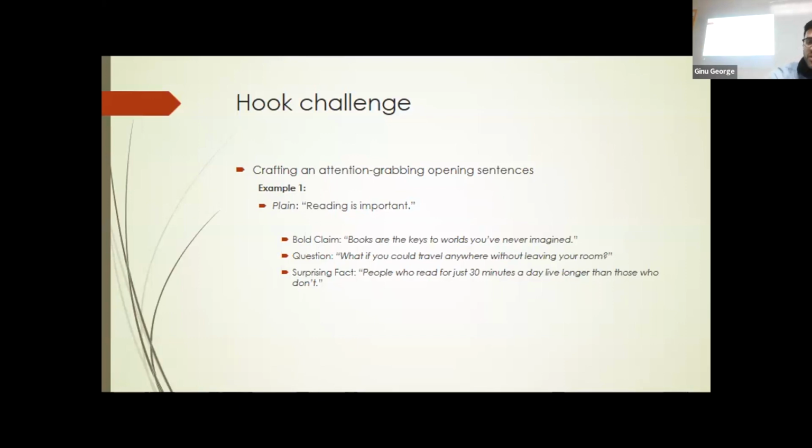Okay? Here's another example. Pollution is harmful to the planet, right? So that's a plain claim. How could we make it better? We're drowning the earth in trash, one plastic bottle at a time, right? It says the same thing as pollution is bad for the planet, but it's much better said, more interesting, more attention grabbing.